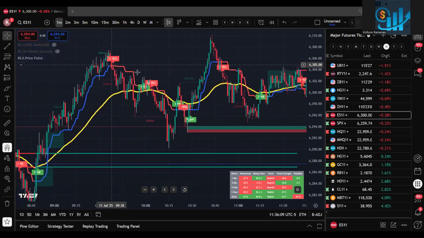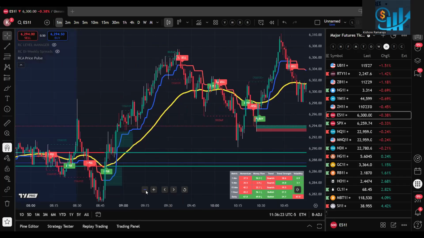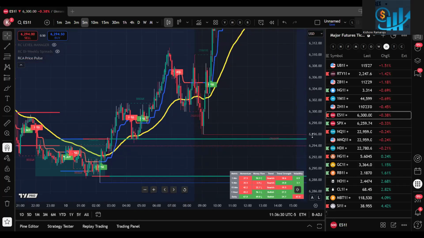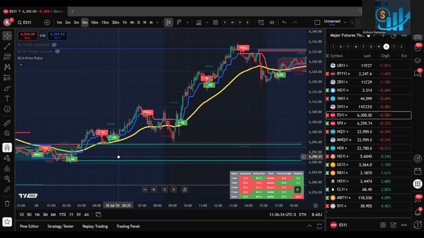Now this line is red. Whenever you see a green candle and a red candle, you go short. Green candle, red candle, you go short. Like that, you can keep scalping. But you can start with the 5 minutes time frame, especially for prop firms. When you see a major buy block, you go long.